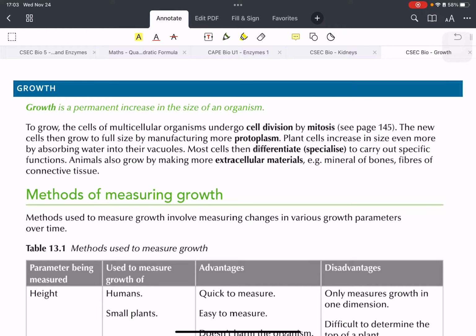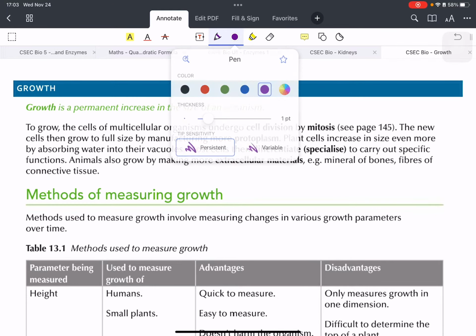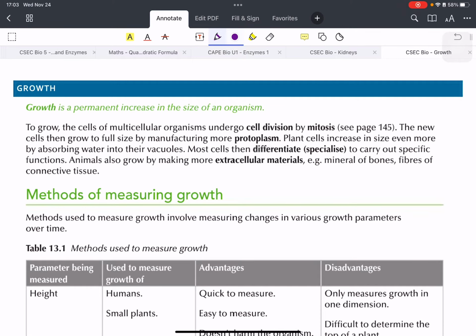So without wasting too much time, let's get right into it. So as usual, we start off with our green definition, that growth is a permanent increase in the size of an organism. So in order for any organism to grow, all the cells must be able to divide and multiply. And they do this by mitosis.